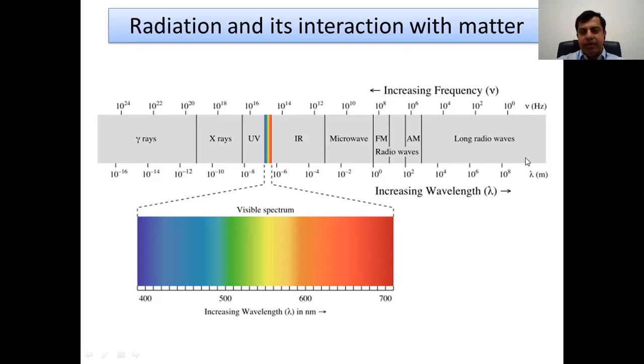Actually, what is important to understand is that frequency or energy are inversely proportional to the wavelength. So if the energy is more or the frequency is more, the wavelength will be small. So these are the different radiations.